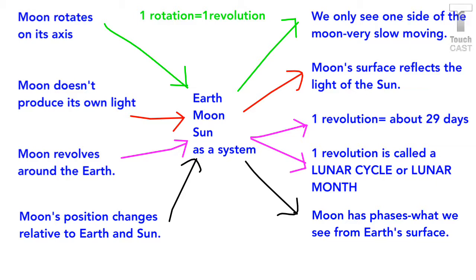The Moon revolves around the Earth. One revolution is about 29 days, and we call this a lunar cycle or a lunar month. A lot of civilizations used the Moon as their original calendar, so we would call it the lunar calendar. The last piece is that the Moon's position changes relative to Earth and Sun. Because of this motion, we end up seeing different parts of the Moon lit up, and we call those the phases. It's simply what we see from Earth's surface as the Moon reflects the Sun.